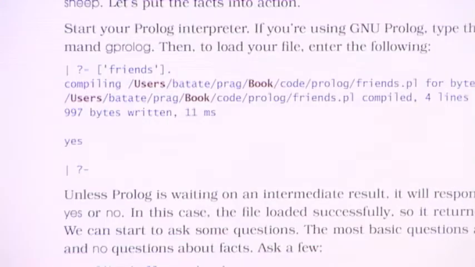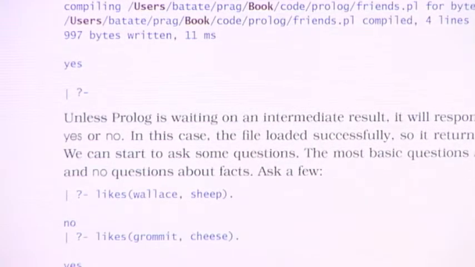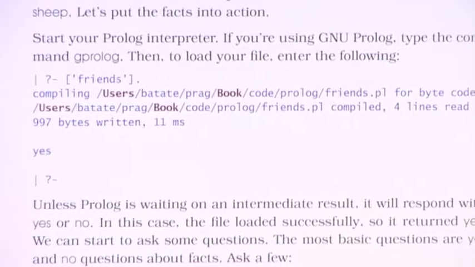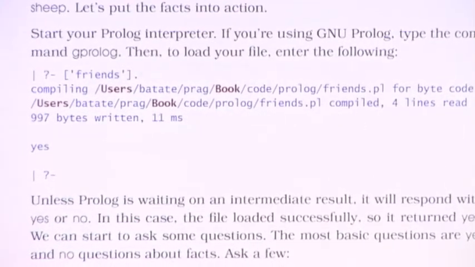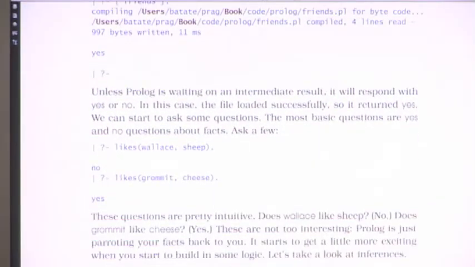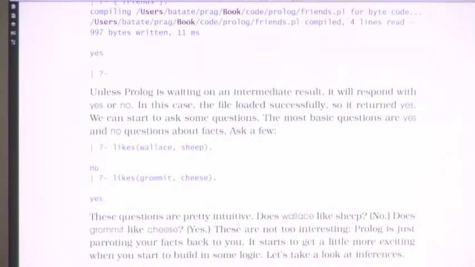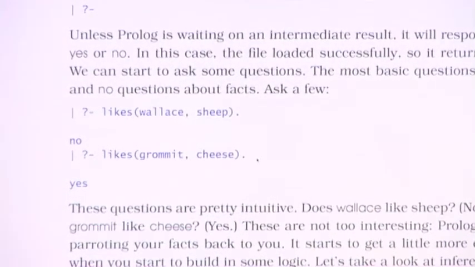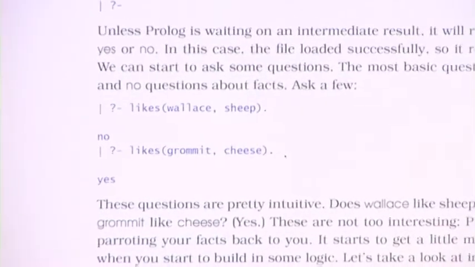When you put this through the system, you can start asking questions against it. You load the file by typing bracket, quote, the name of your .pl file, quote, bracket, period, to say that your statement is over. Then you can start querying it. Does Wallace like sheep? No, Wallace doesn't. Does Gromit like cheese? Yes, Gromit does like cheese. So this is the very basics of how facts can be interpreted as either true or false based on what you defined in your .pl file.